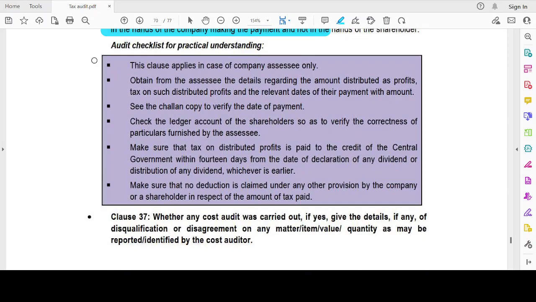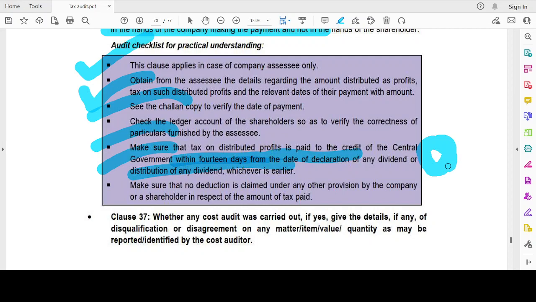To whom is this clause applicable? It's basically applicable only to companies. Obtain from the SSC details regarding the amount distributed as profits, tax on such distributed profits, and relevant date of payment with amount. Have to see the challan copy, check the ledger account, make sure the tax has been deposited within 14 days from the date of declaration of dividend or distribution of dividend, whichever is earlier. It's an important point.